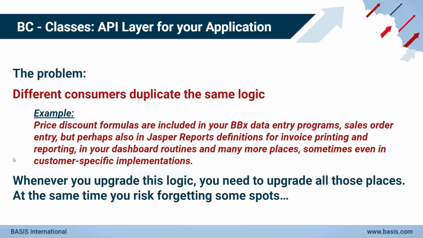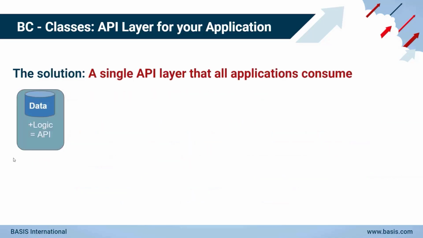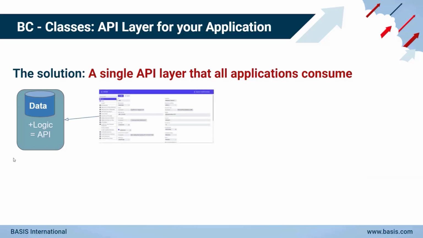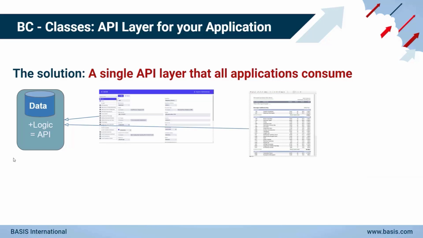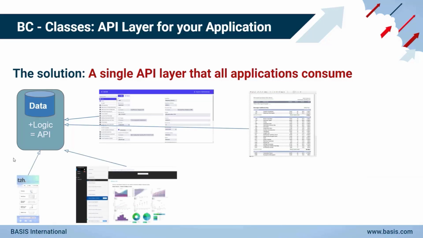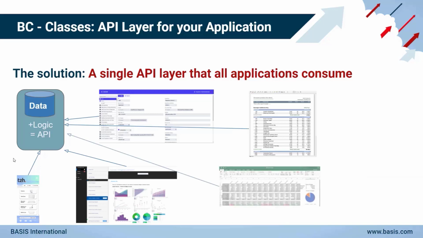The problem now is that whenever you upgrade this logic, you need to upgrade all those places. At the same time, you risk forgetting some spots. The solution: add a single API layer that all your applications consume. So your data entry programs would, instead of manipulating the data directly, talk to that API layer, as well as the reports, the dashboards, the mobile apps that you may create later, and the export to spreadsheets can also be managed through this API layer. So you implement your logic once in the API and then never again repeat yourself.